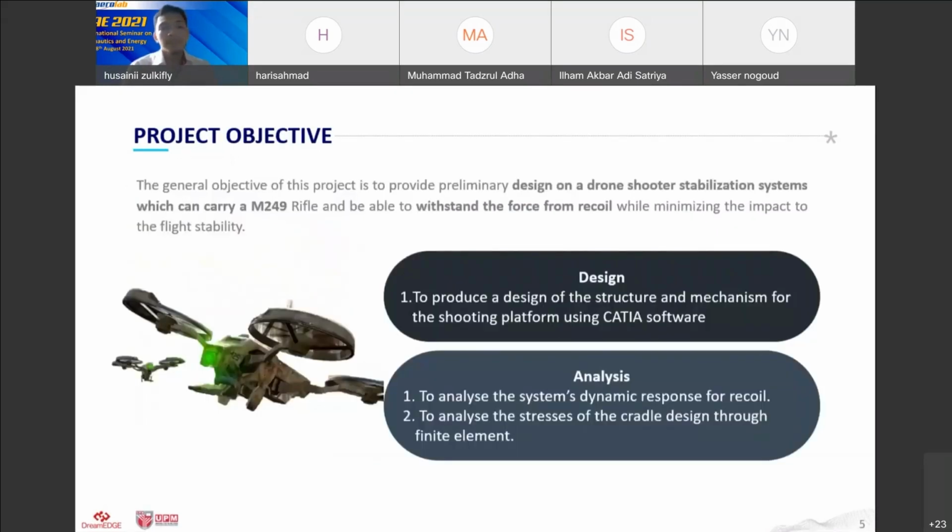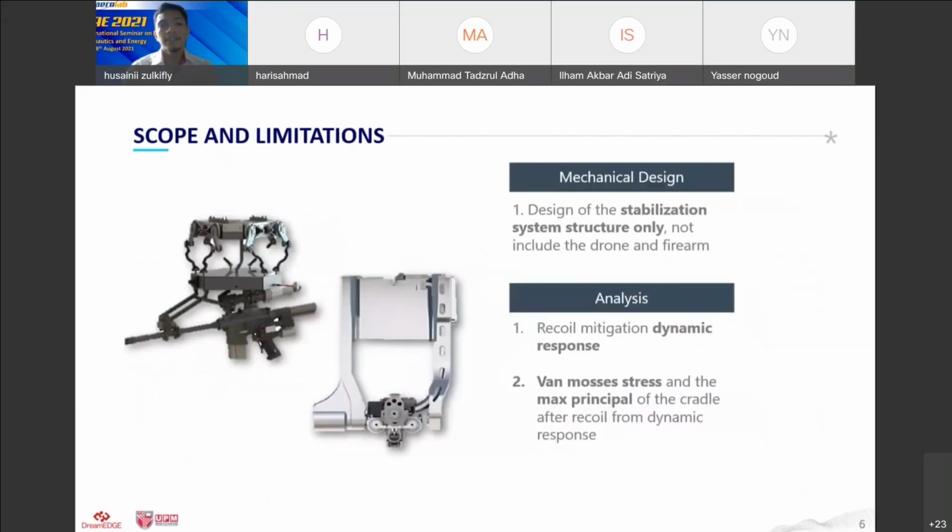In this objective, we would like to produce the design of the structure using the CATIA software, and then do the dynamic analysis of the recoil using MATLAB Simulink, and analyze the stress of the cradle designed through finite element. But before that, there are the scope and limitations. Since this is a preliminary study, there are a lot of things that we will study. We will add them later.